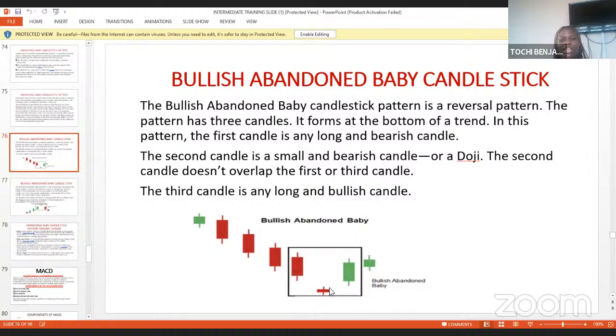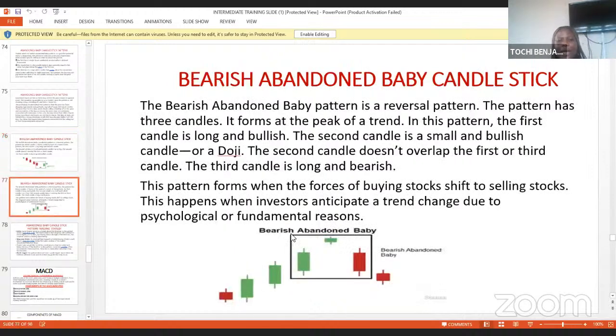But this abandoned baby doesn't happen all the time, especially on currencies. Where it happens more is on commodities and commodity currencies like AUD, CAD, and oil; those are commodities. That's where you can get all of these abandoned babies. But if you spot it on a currency, I give you my word, just buy it yourself and make your profit. This is a bearish abandoned baby. This is a bearish abandoned baby. We'll go to the chart and see if we can spot all of this.